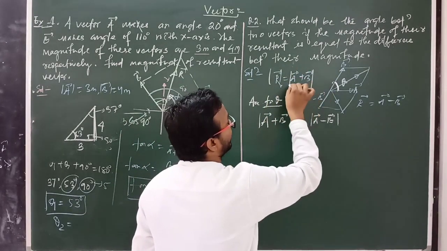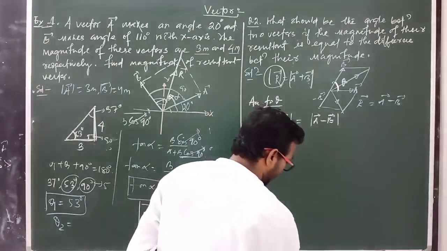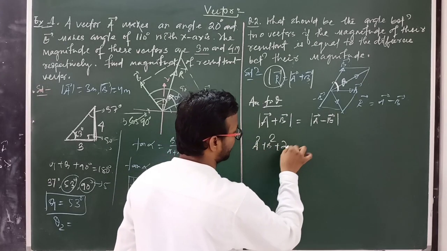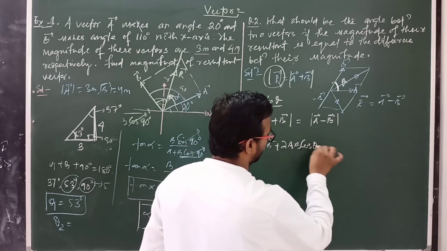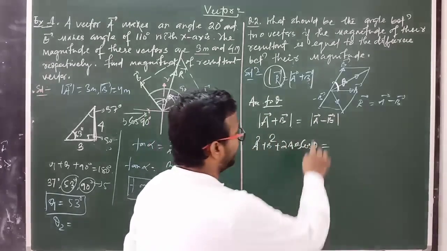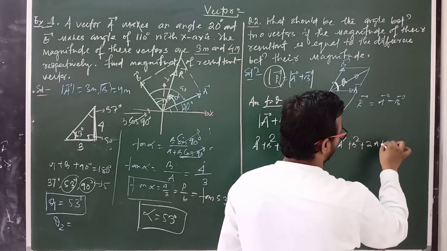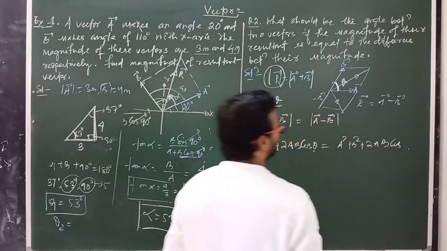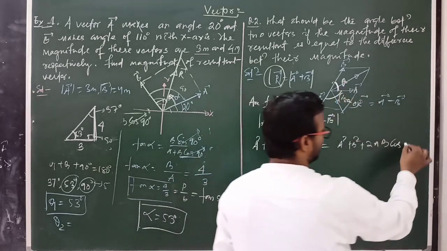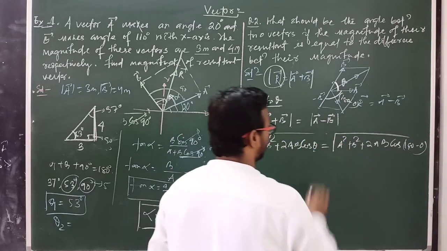Here magnitude means |a + b|, equal to the magnitude of the resultant. We already know how to find the magnitude of the resultant: a square plus b square plus 2ab cos theta. What is theta? Theta is the angle between the two vectors, and here we have a minus b, so the angle is 180 degrees minus theta. Square root on both sides, clear.